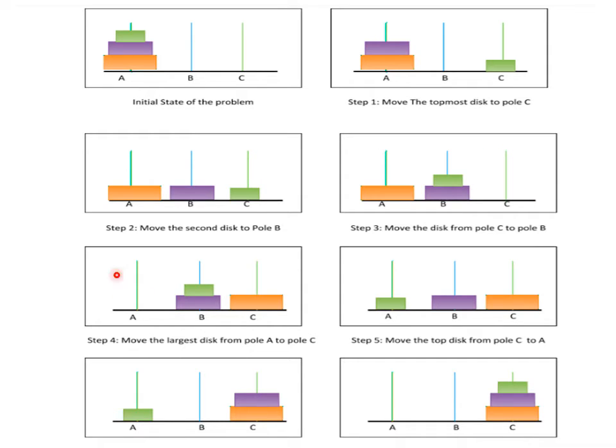Next, what will I do? Next, I will take this green disk and place it onto A. Now, finally, I will take this B and place it onto C. Now you can see it is in ascending order.